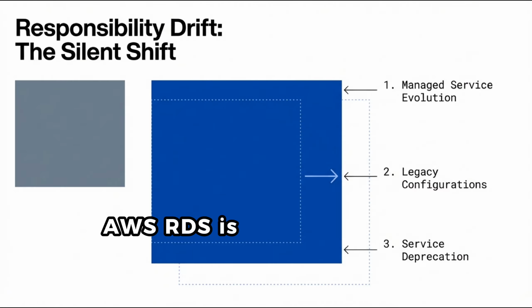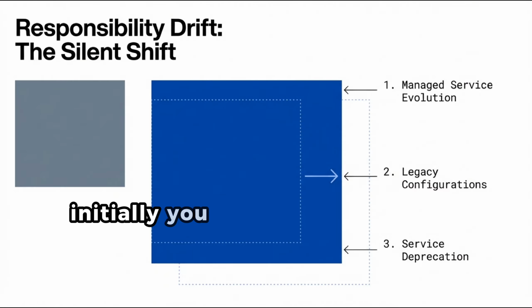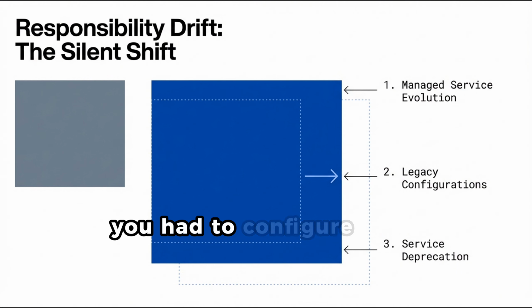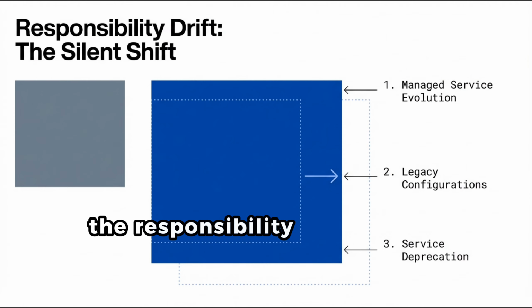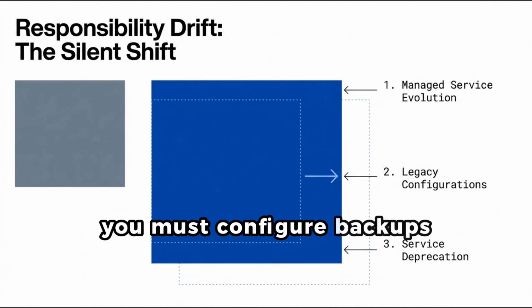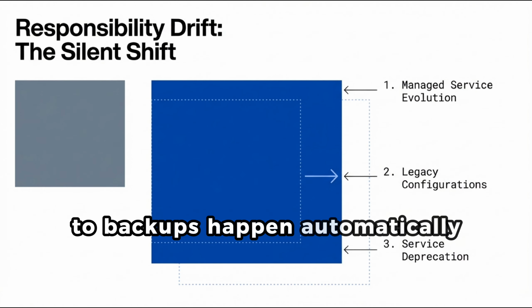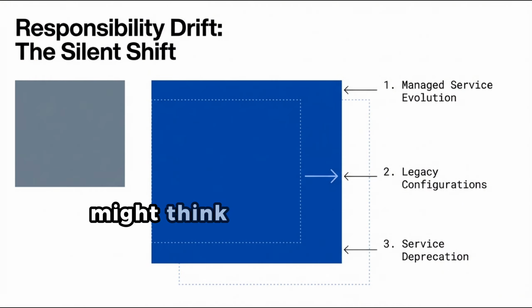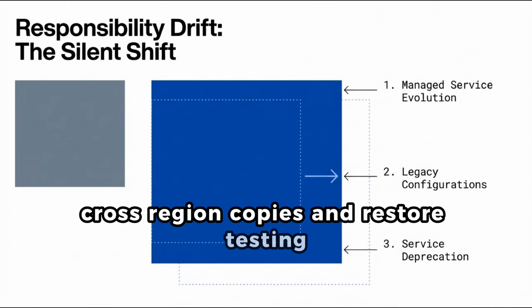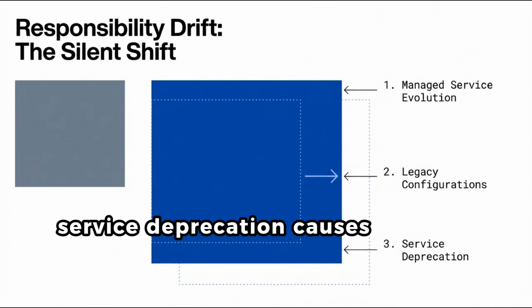AWS RDS is a good example. Initially, you were responsible for database backups. Even though it was a managed service, you had to configure them. Over time, AWS added automatic backups with sensible defaults. The responsibility drifted from "you must configure backups" to "backups happen automatically, but you should verify the settings." Teams that didn't notice might think backups are fully automatic when they still need configuration for retention, cross-region copies, and restore testing.